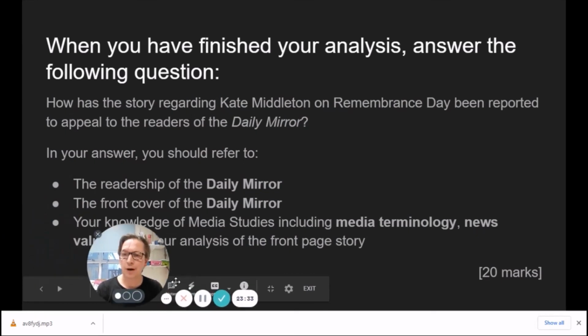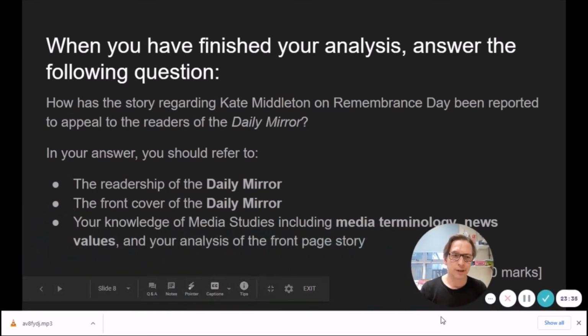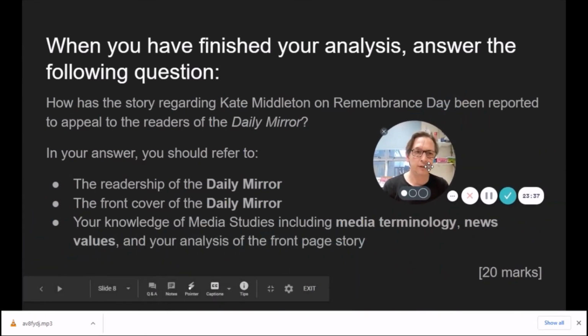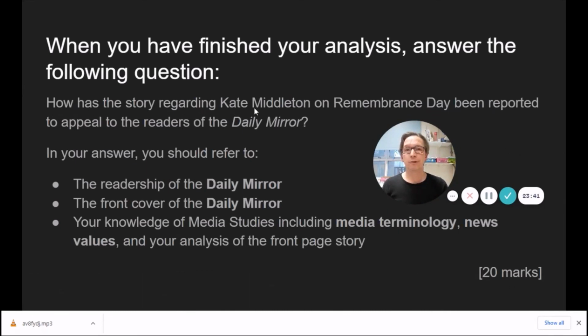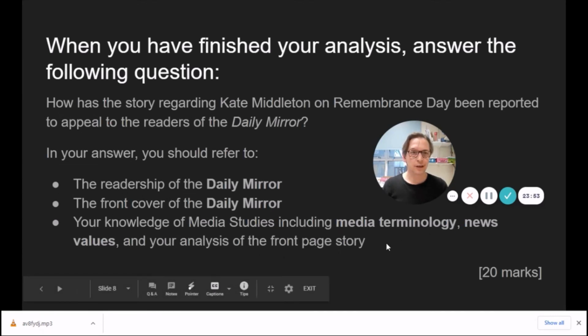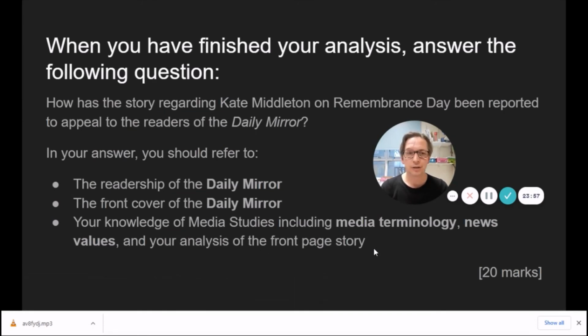Now, this is a 20-mark question, so I'm looking for 5 paragraphs. How has the story regarding Kate Middleton and Remembrance Day been reported to appeal to the readers of the Daily Mirror? In your answer, you should refer to who reads the Daily Mirror and the front cover of the Daily Mirror, and I'd like you to think about the analysis that you've completed and write your ideas up. So I'm looking for about 1.5 to 2 pages here.